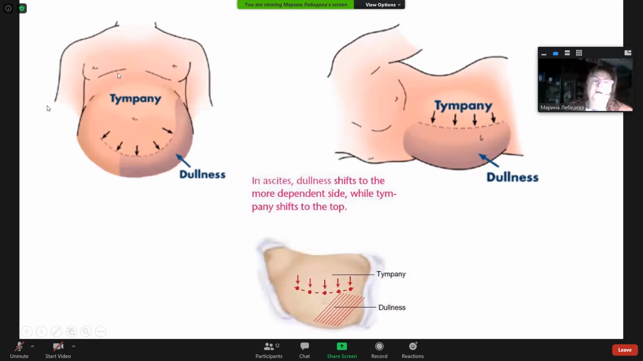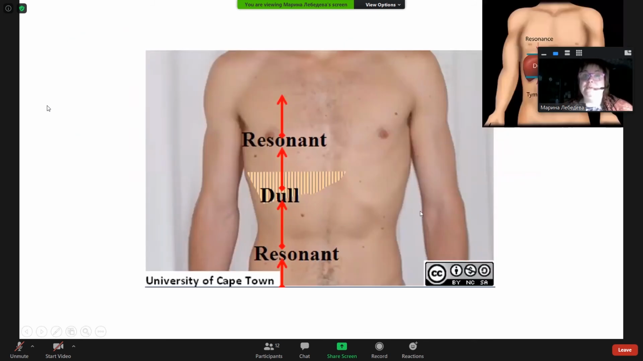If we look at the person with ascites who is standing, again, according to the physics law, water will go down and we shall percuss dullness here. If we ask the patient to lie down and turn to the side, the dullness will go together with water down. So above will be tympany, here will be dullness sound.